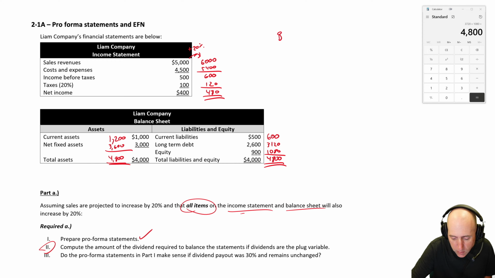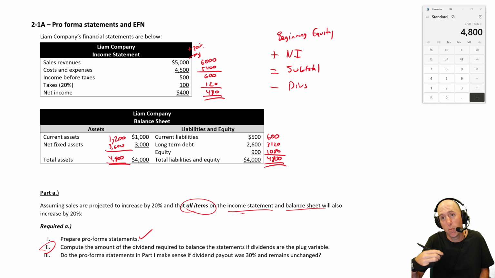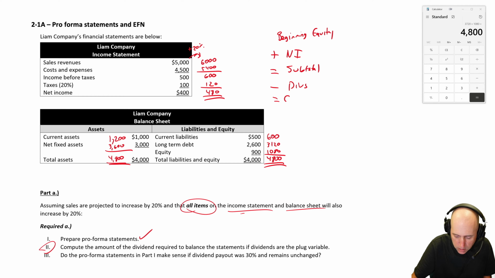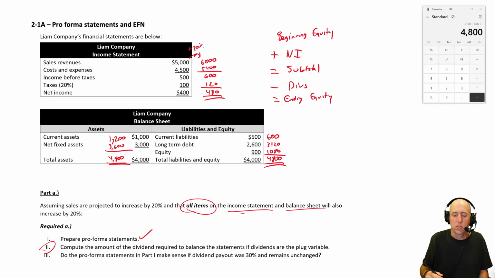Our beginning equity plus net income, I'm going to say equals just a subtotal, minus dividends. Now, I don't need the subtotal. It's just going to help me discuss this, equals our ending equity.